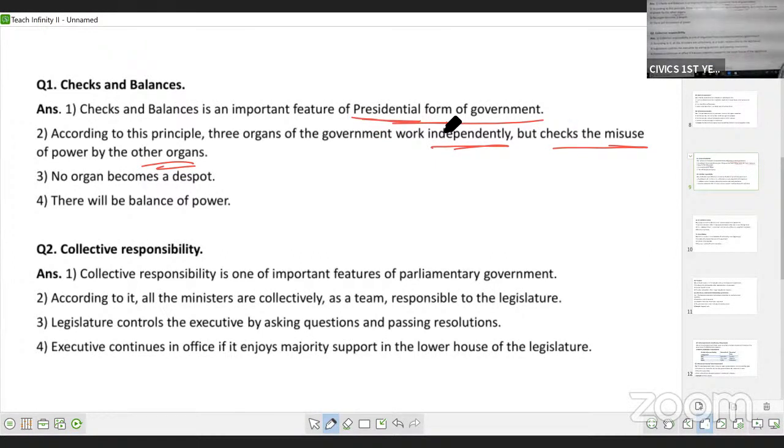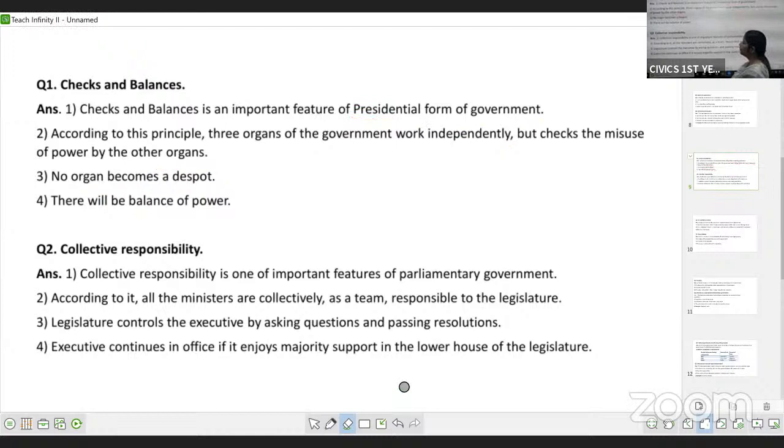Okay, they will see whatever decisions president is taking, that is checked by the other two organs, or whatever decisions are taken by the legislature, that is checked by the other two organs. So all the three organs are working independently, but they are checking the misuse of power by the other organs. So here no organ becomes despot or dominant or more powerful. All the three organs function separately, and checking each other. So there will be balance of power. No organ is powerful, so there is balance of power.